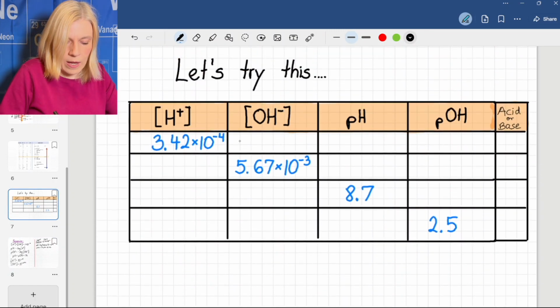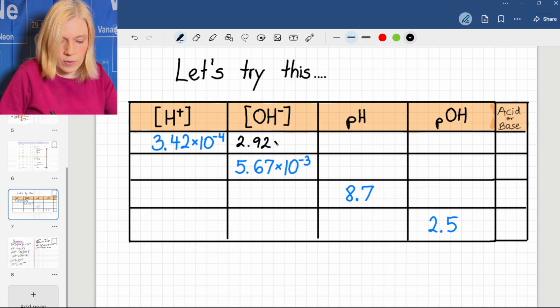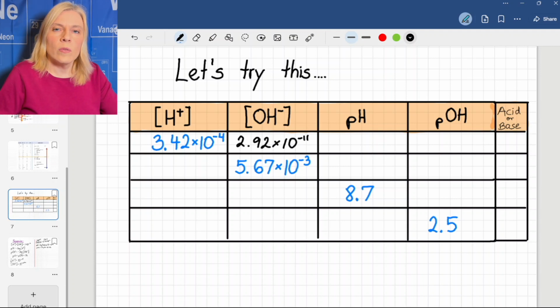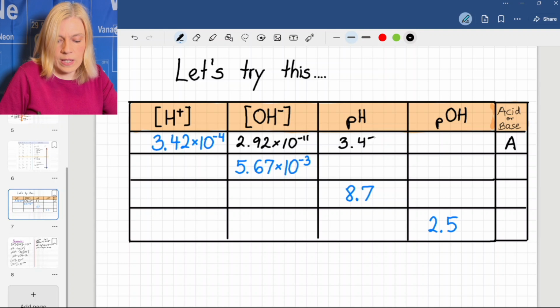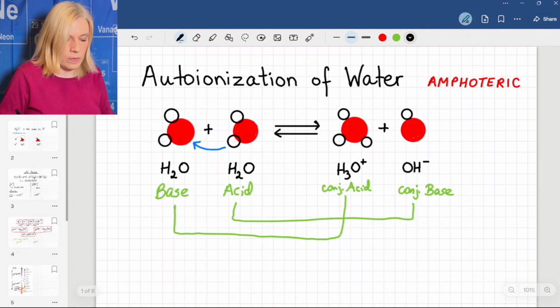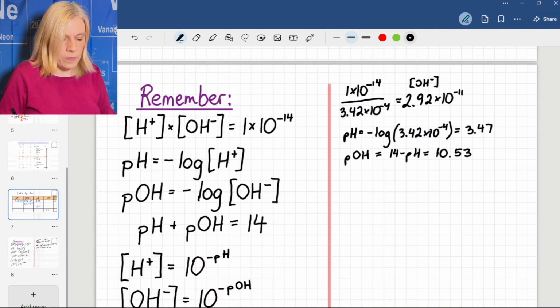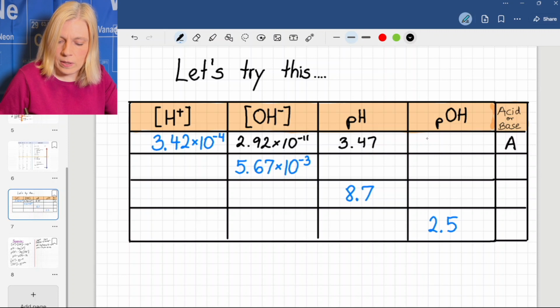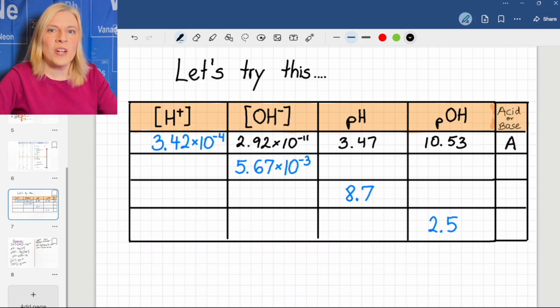So here we're going to have 2.92 times 10 to the negative 11. Which one is greater, H plus or OH minus? Right? H plus is bigger, so this one tells me also it will be an acid. pH is 3.47. The numbers make sense. It's below 7. Below 7 is acidic. And pOH is 10.53. Okay, could you follow this along?